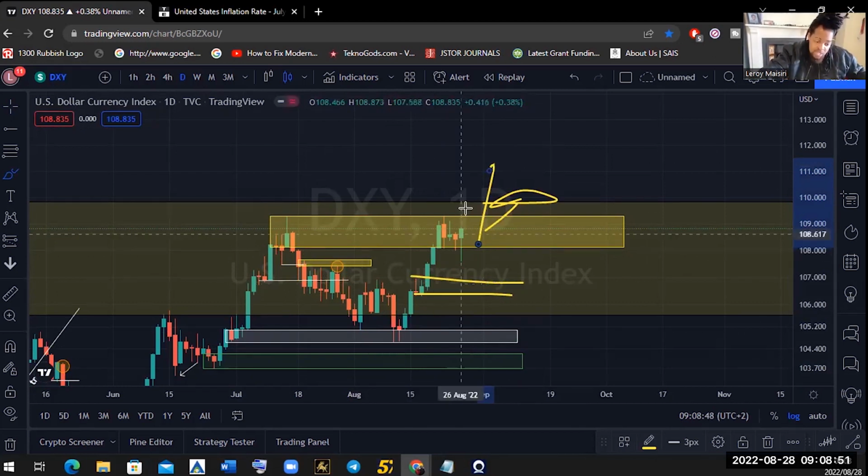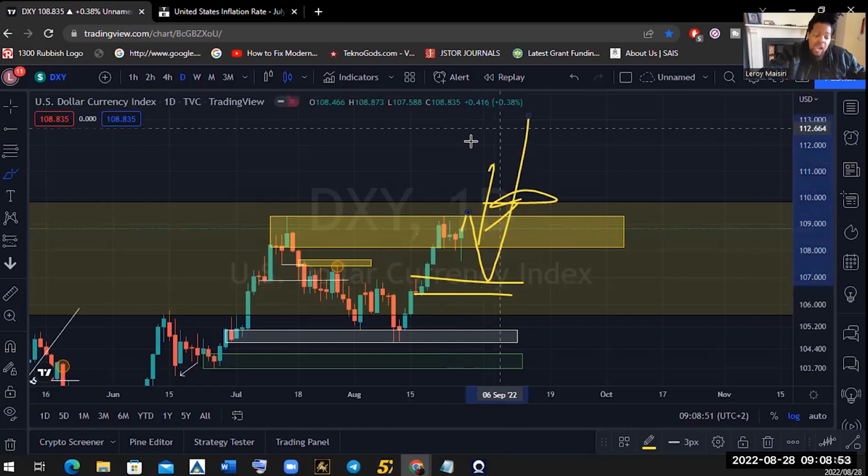But if markets do successfully break this yellow zone and come back down there, it might be worth buying. All right, in the DXY. Okay, I told you, I'm moving on.